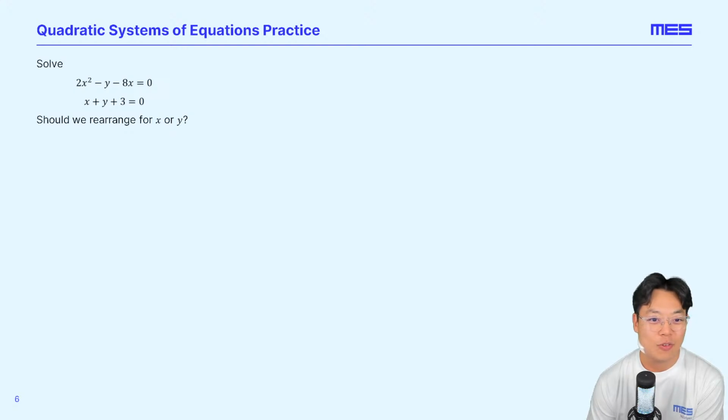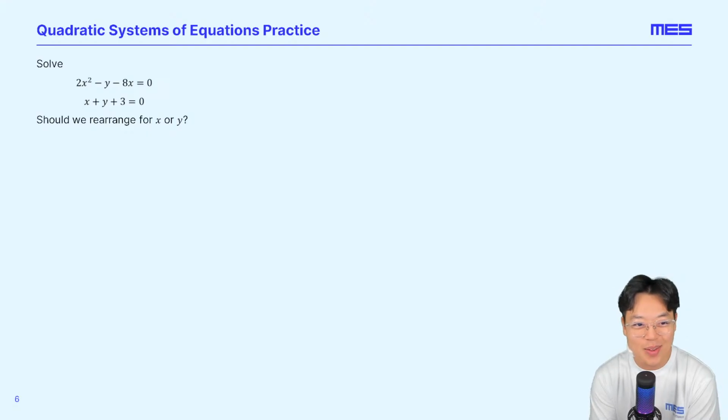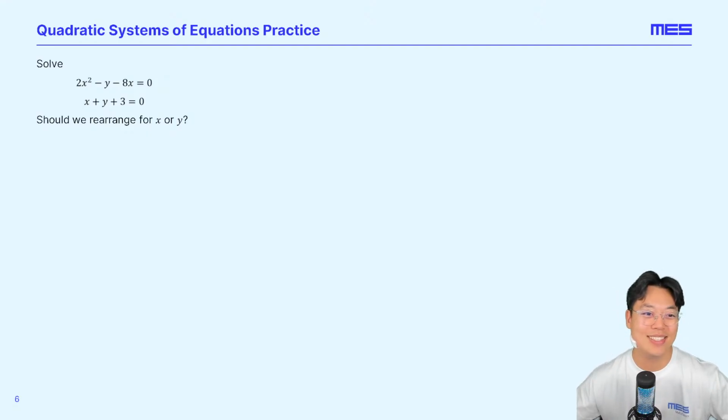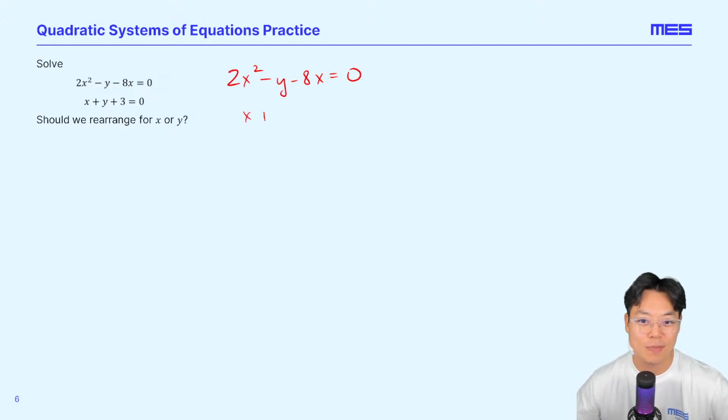Should we rearrange for x or y? Inai says y. I agree, but isn't there something nicer that we can do here? Do you notice something? When we rewrite this as 2x squared minus y minus 8x equal to 0, and x plus y plus 3 equal to 0, there's something really nice that happens here.